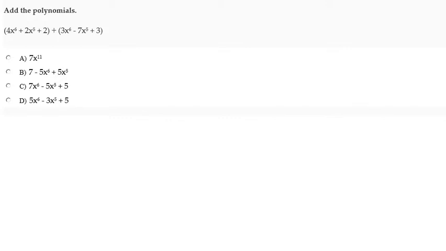Add the polynomials. The first polynomial is 4x to the 6th plus 2x to the 5th plus 2. To this first polynomial, we're adding a second polynomial of 3x to the 6th minus 7x to the 5th plus 3. These are two trinomials. The trick is to add the second polynomial to the first.